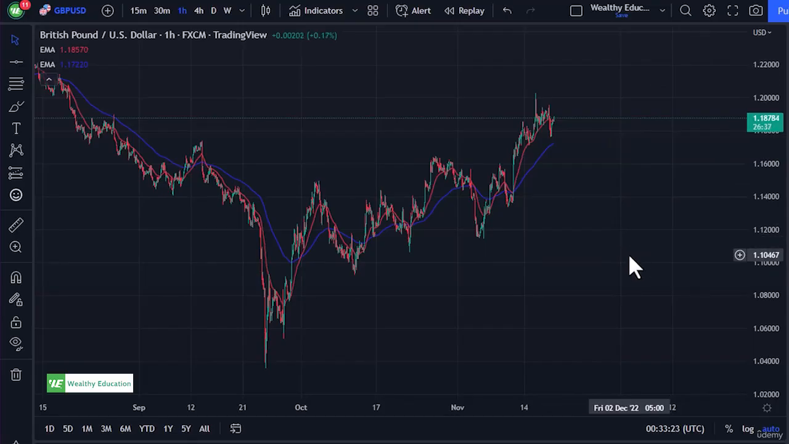So the next video that we'll talk about is a bump and run reversal top pattern.